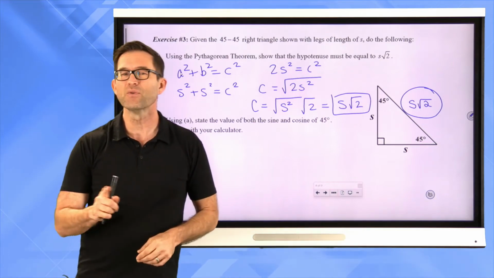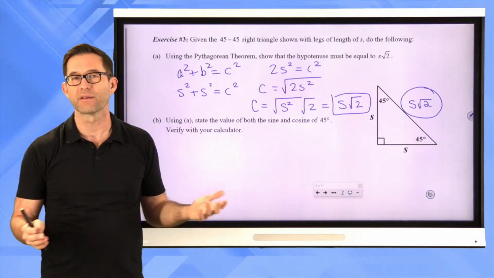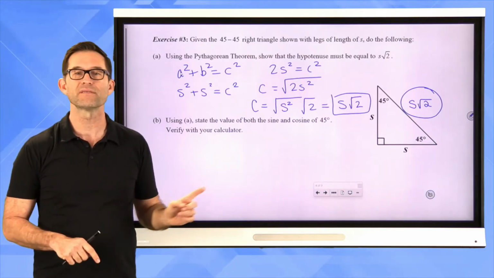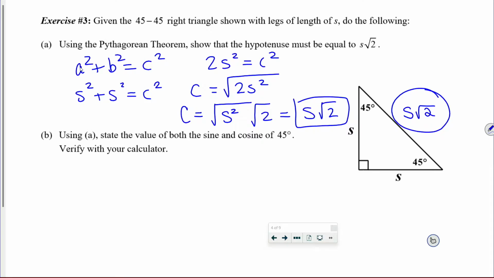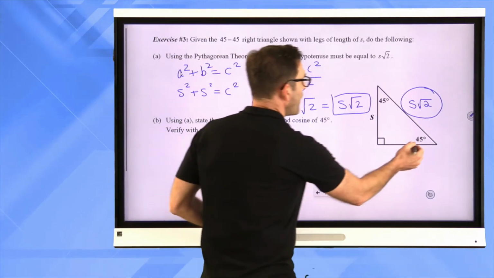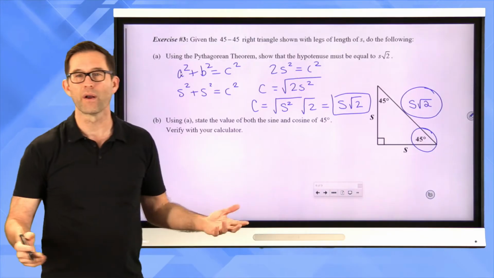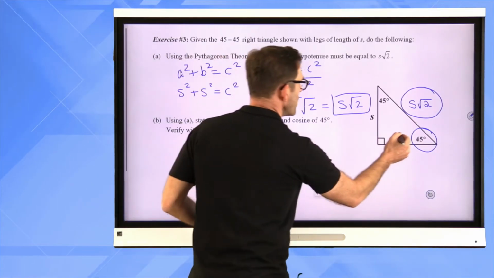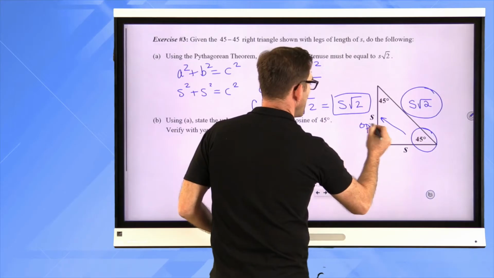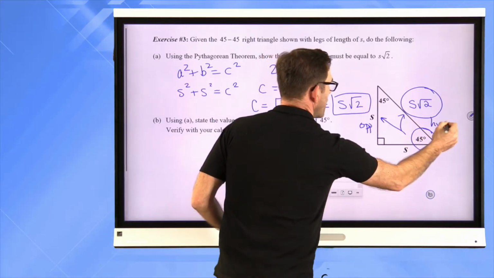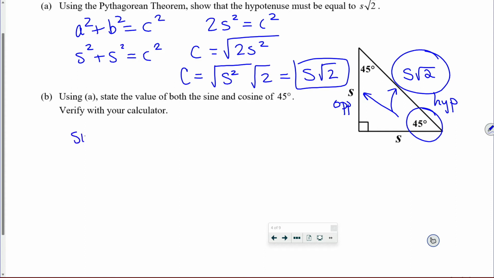Now what's really cool, let's make a connection to right triangle trig, because that's kind of why it's in this unit. Let's take a look at letter B. Using A, state the value of both the sine and the cosine of 45 degrees. Let's just hone in on this particular 45. We could do either one of them, it wouldn't matter, right? Let's take a look at the sine ratio. The sine is opposite over hypotenuse, right? So the sine of 45 degrees would be the side opposite, which is s, over the hypotenuse, which would be s times the square root of 2.